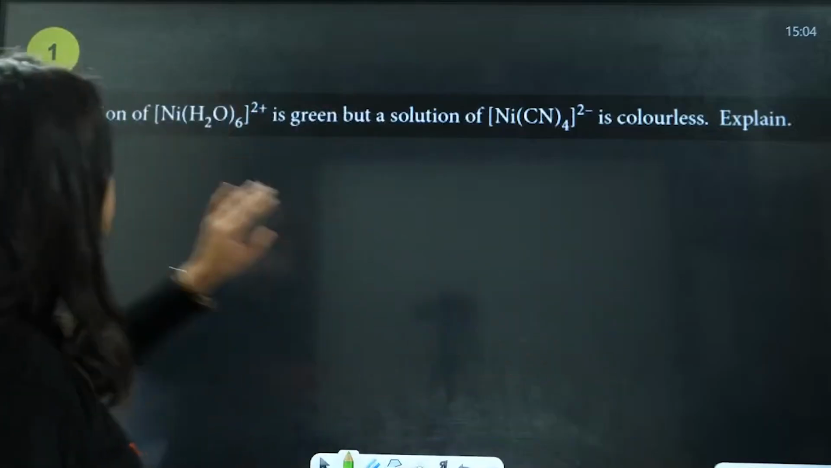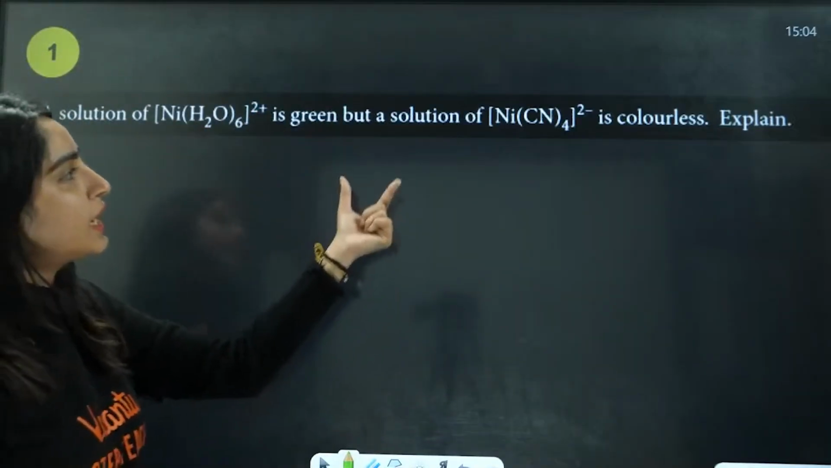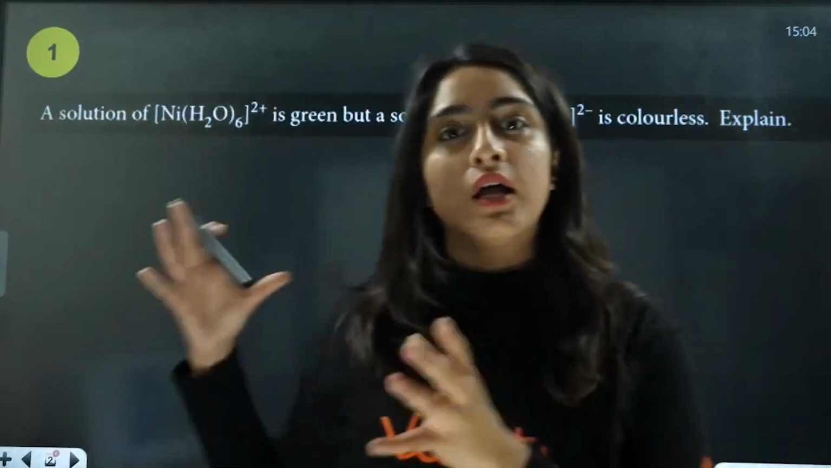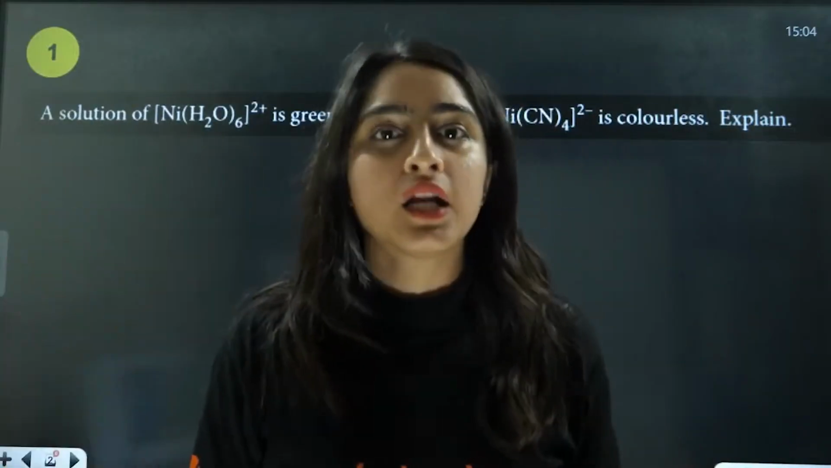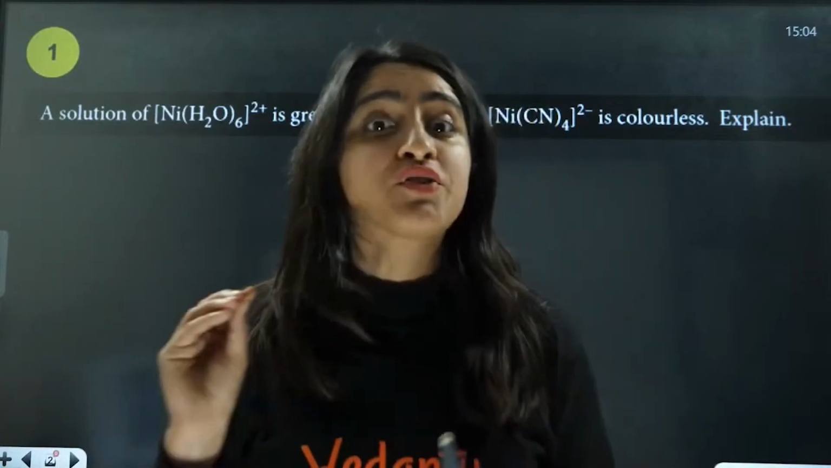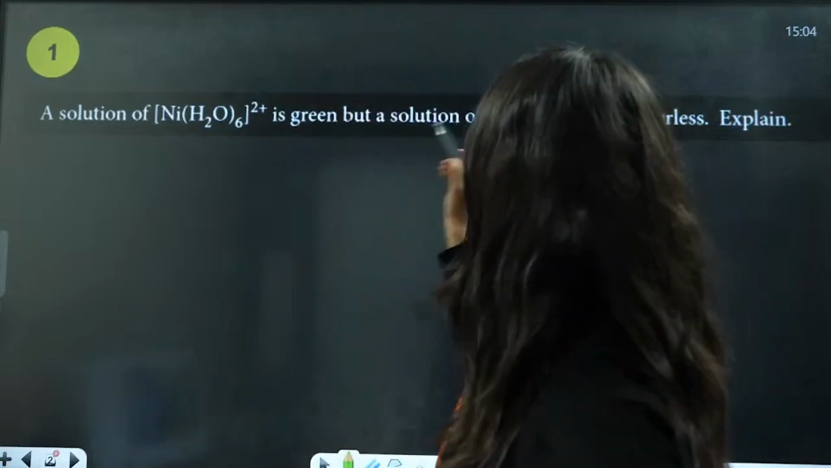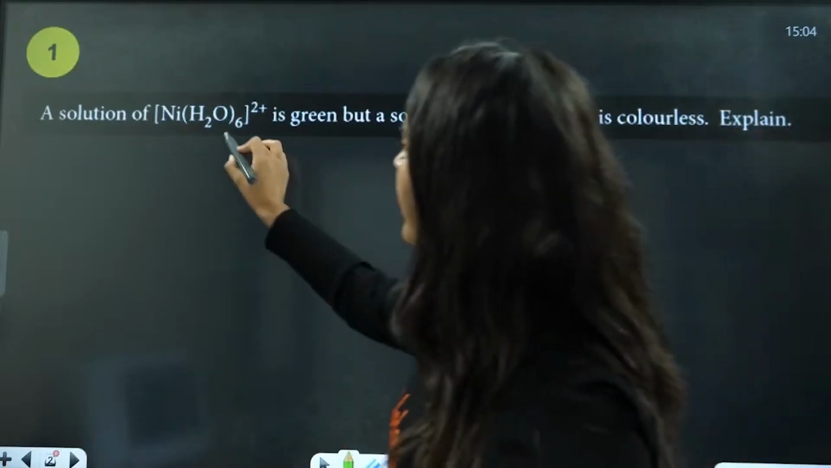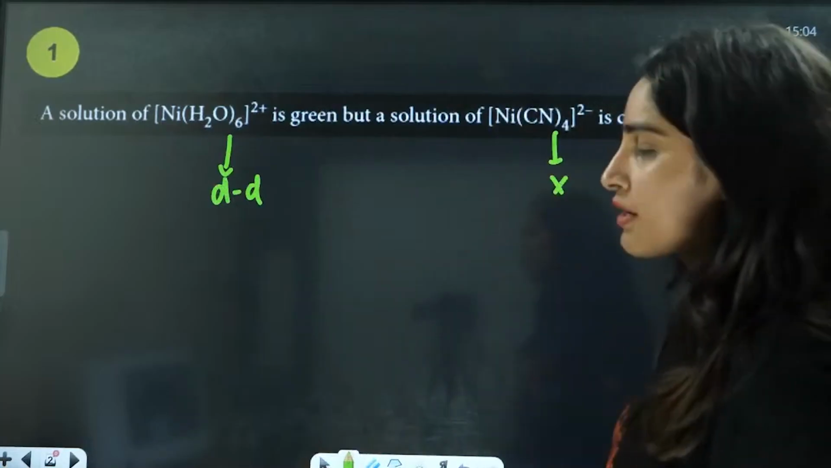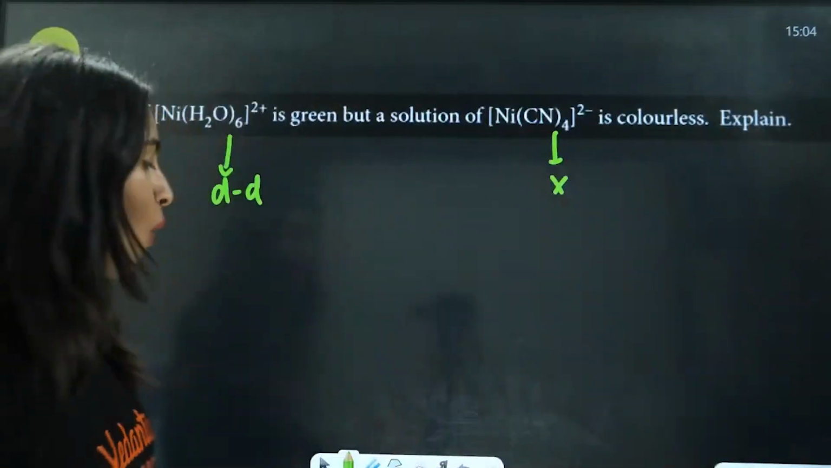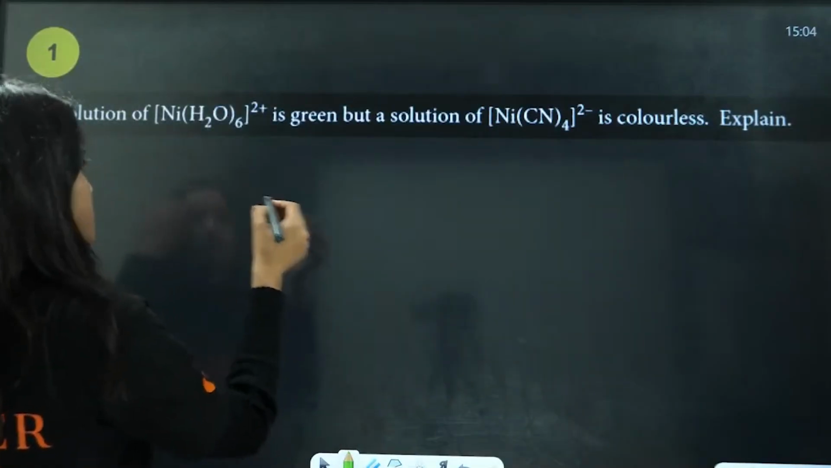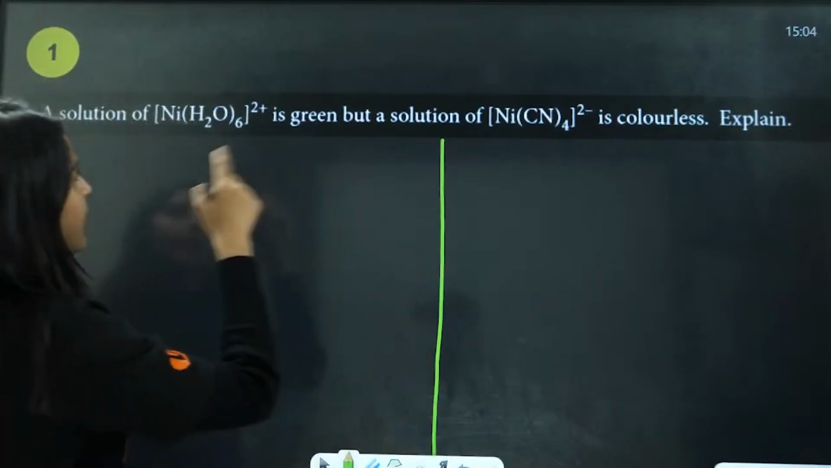First question here is: a solution of this is green but a solution of this is colorless. What is the reason? Whenever you have a colored solution and a colorless solution, the colored solution will show d-d transitions, and this is not going to show d-d transitions. Now let us see how we can tell what is showing d-d transition and what is not.